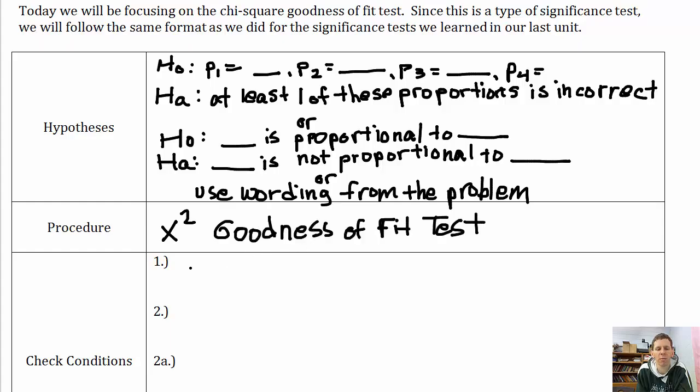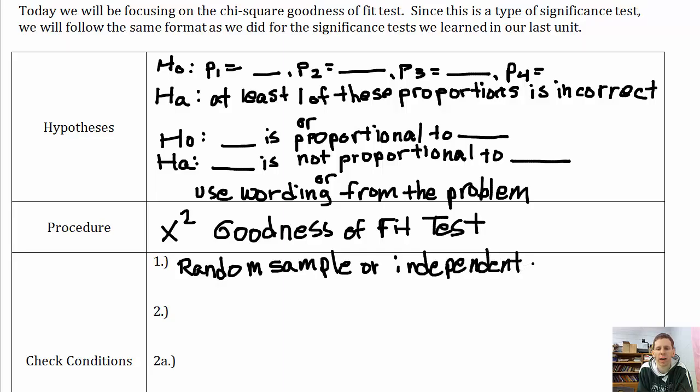Now onto the condition step. For our first condition, again, just like we've had for every test we've used so far, random sample from the population can be the first condition. What you can also use are independent observations. So if it appears that we have independence going on, you can name that as your first condition.